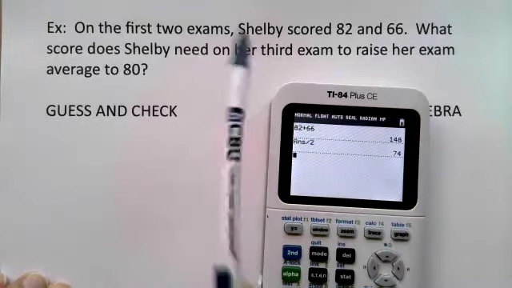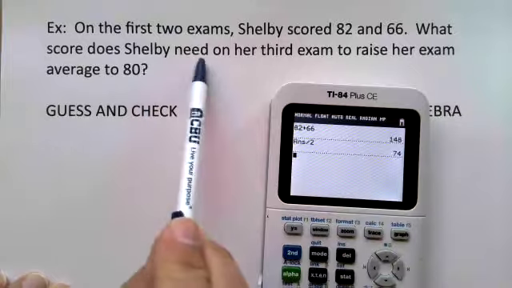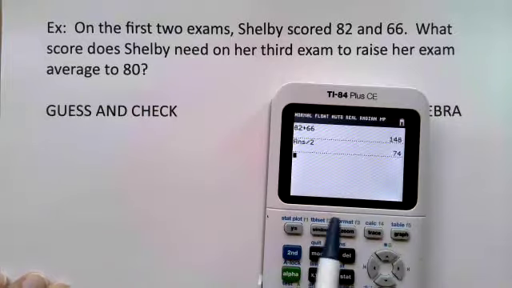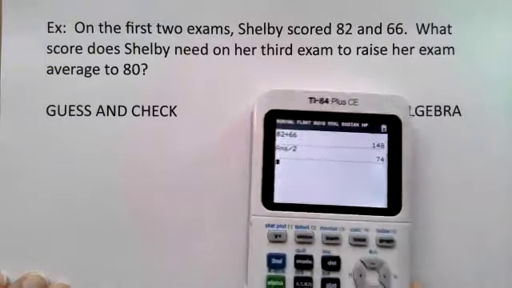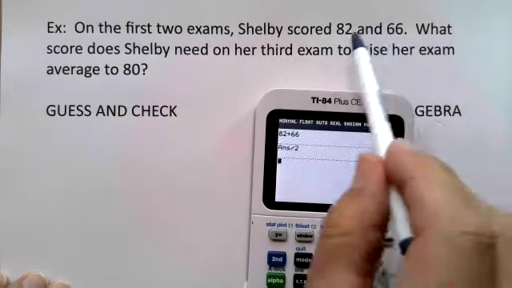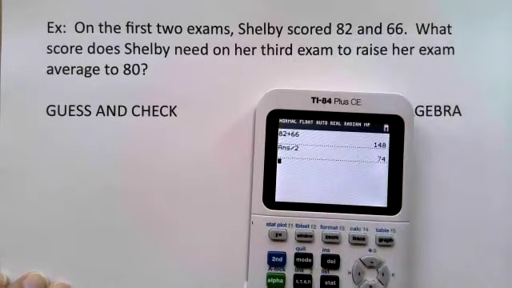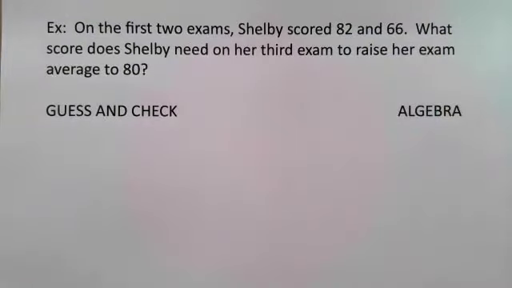So if she's going to go take a 3rd test, what score does she need to get on that 3rd test to make her average 80? Because right now her average is 74. You average 2 numbers by adding them up and dividing by 2. You average 3 numbers by adding them up and dividing by 3, and so on.